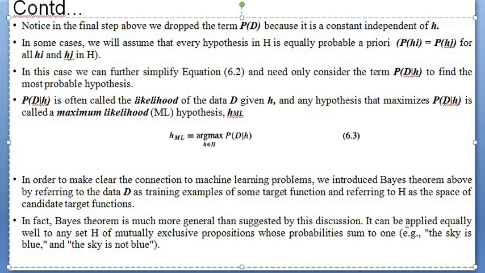In fact, the Bayes theorem is much more general than suggested by the discussion. It can be applied equally well to any set of hypotheses H of mutually exclusive propositions whose probabilities sum to 1. Okay, so mutually exclusive, later I will give you an example of what mutually exclusive propositions are.